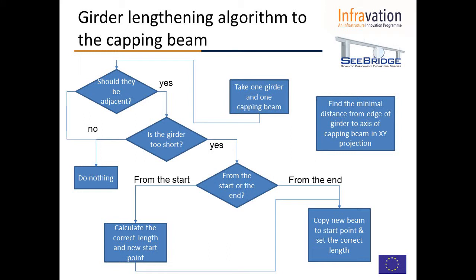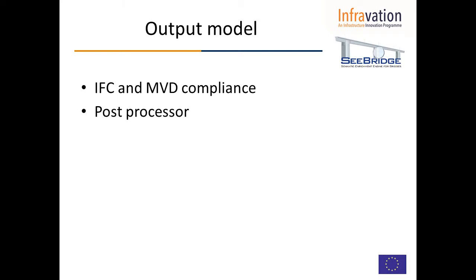If from the end, we just copy it to the same position, making a remark of recreated geometry and giving it a new length. If we have lengthened from the start, we have to calculate the new starting point and copy the beam to the new starting point with the recreated geometry remark, giving it the proper length. In the beginning of the project, we decided how our result will look. To meet that standard, our model passes through a post-processor that saves all the information we added in the correct way.